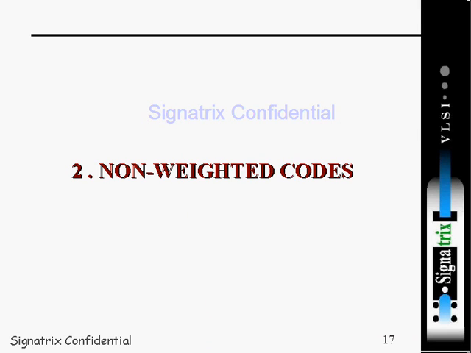Now coming to the non-weighted codes. These are codes which don't have any weights. Weights means their LSB position and MSB position are not saying anything. Like they don't have weights, so based on that we cannot derive their equivalent decimal or binary number.